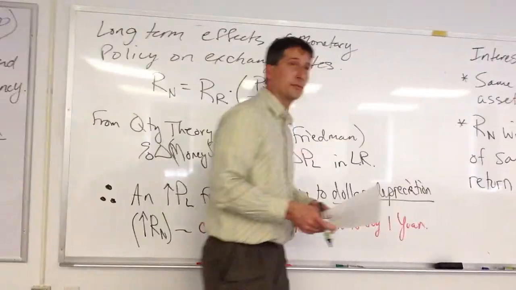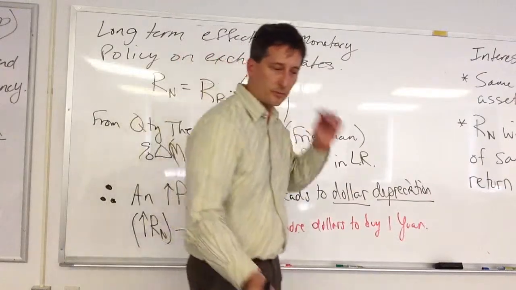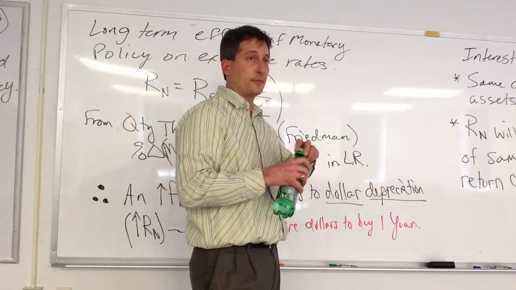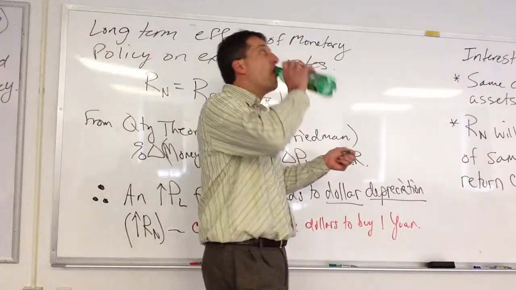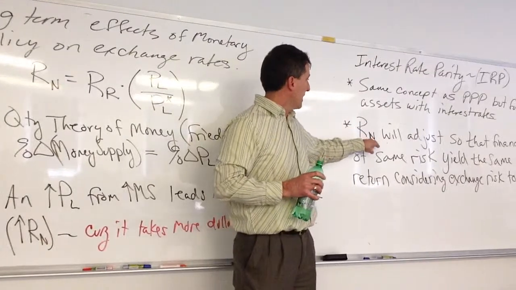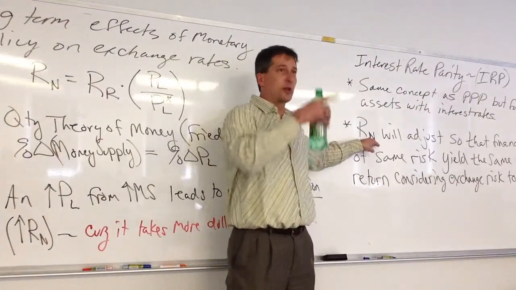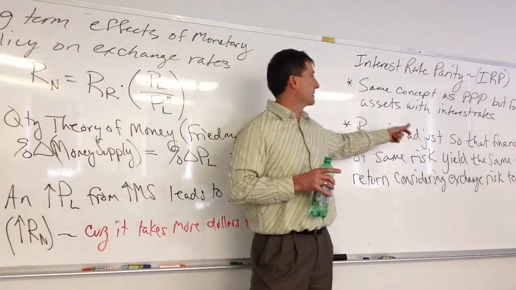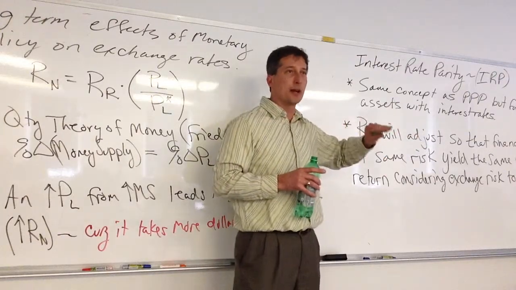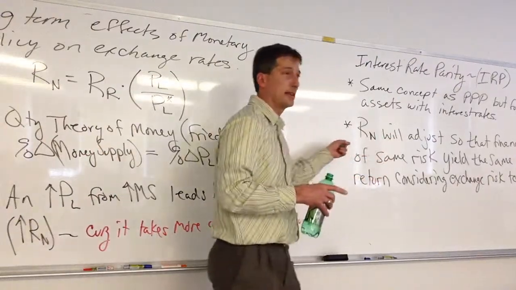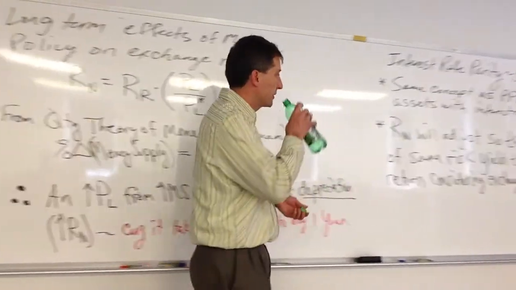So we don't know what the market's going to do. They could change overnight. Here we're saying that the exchange rate is going to adjust so that financial assets of similar risk sell for the same price, which is kind of like purchasing power parity, because the price of the financial asset is that interest rate or that rate of return.